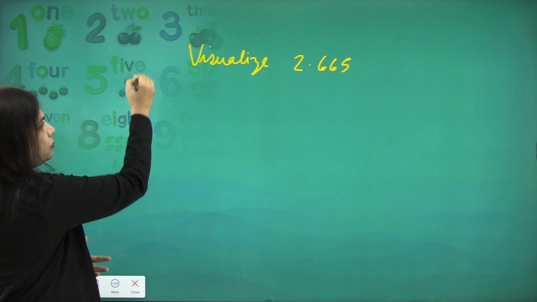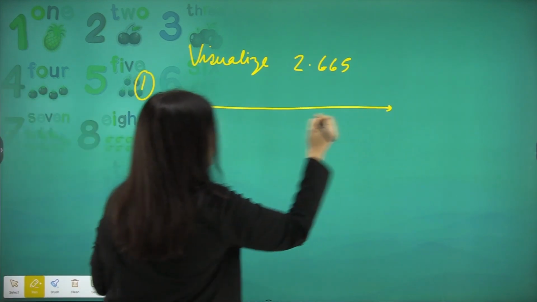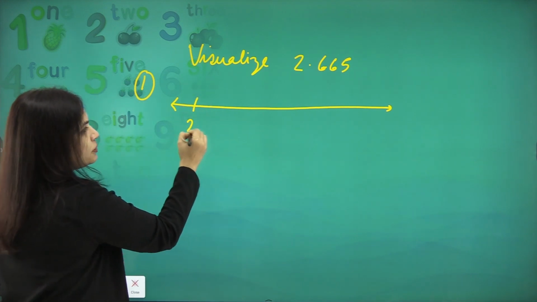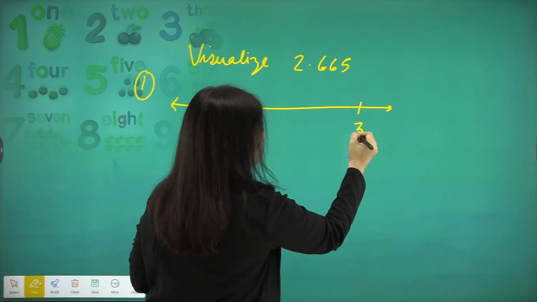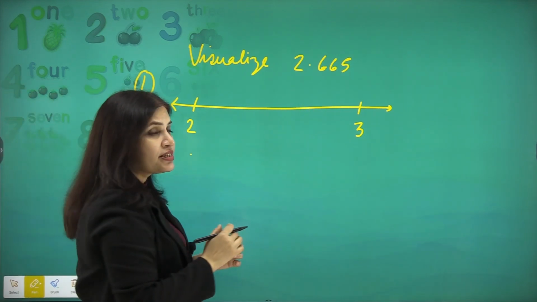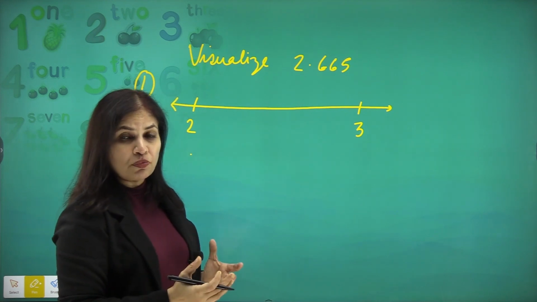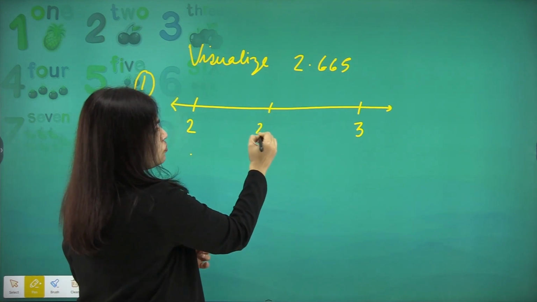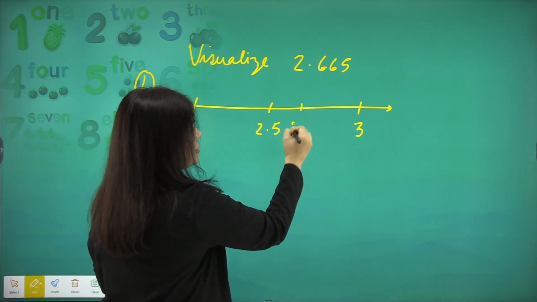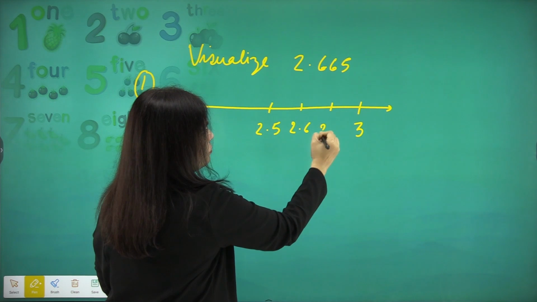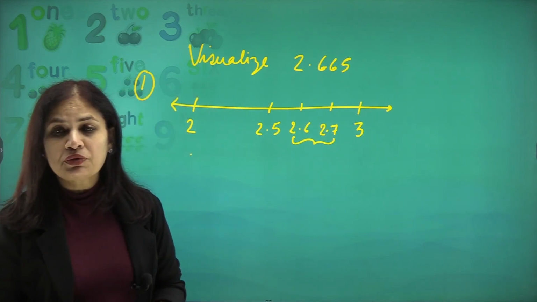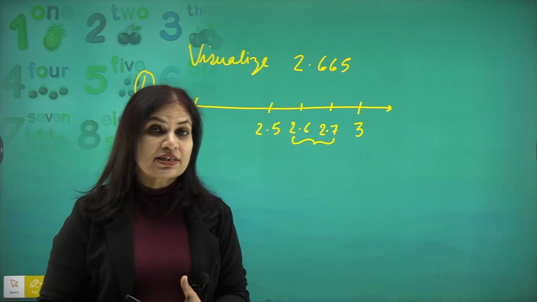Starting with, we know 2.665 is a number greater than 2 but less than 3. So my first two endpoints would be 2 and 3. And 2.665 is a number closer to 2.6 and 2.7. So if this is my 2.5 between 2 and 3, this is 2.6, and this is suppose 2.7. So obviously 2.665 will lie between 2.6 and 2.7, but where?